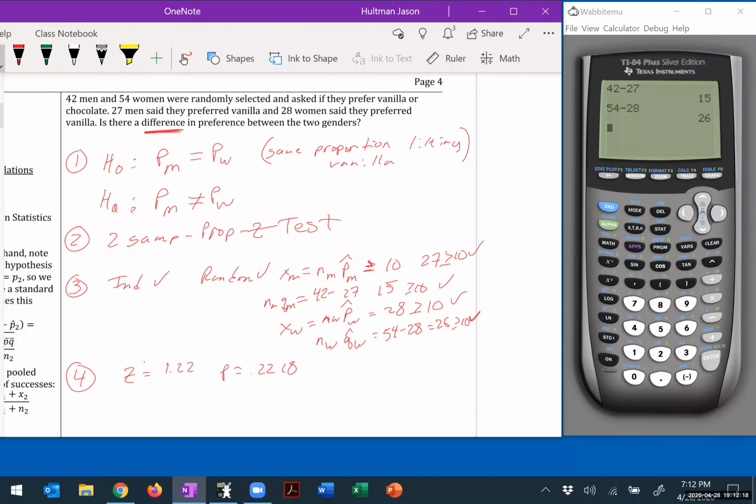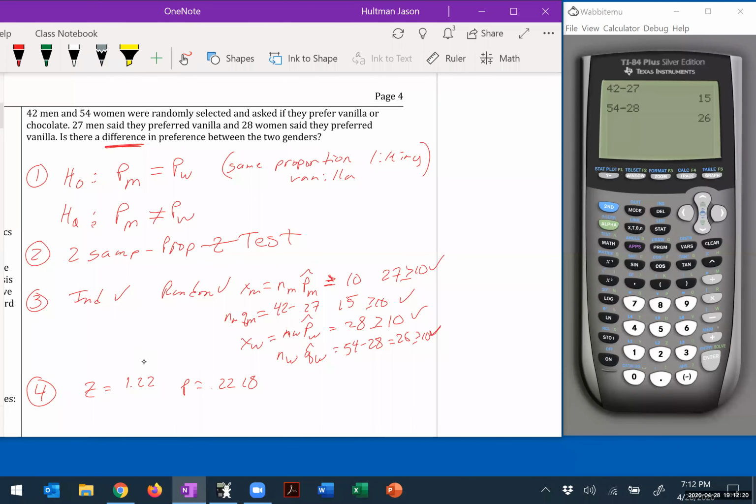Now on StatCrunch, it doesn't show PM equaling PW. It shows PM minus PW equals 0. It's the same thing. And this one, it doesn't show PM not equal to PW. It shows PM minus PW is not equal to 0. Now let me show you how you do this on the calculator, because the calculator uses the first ones here.